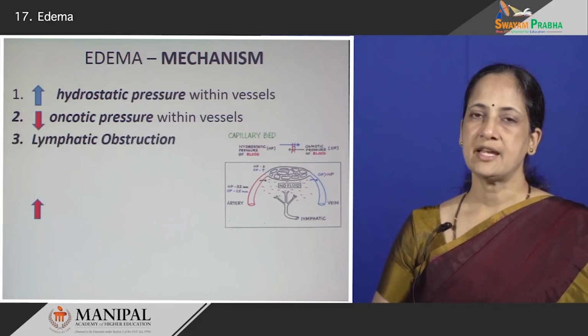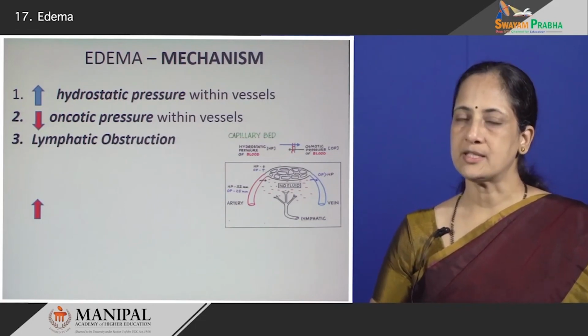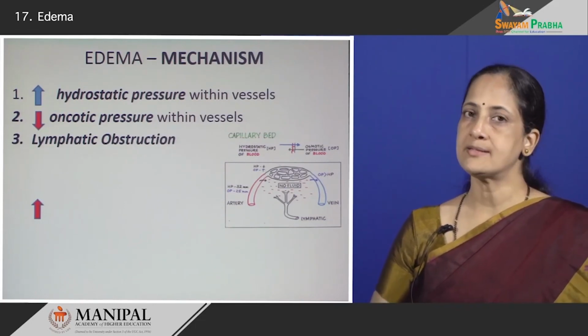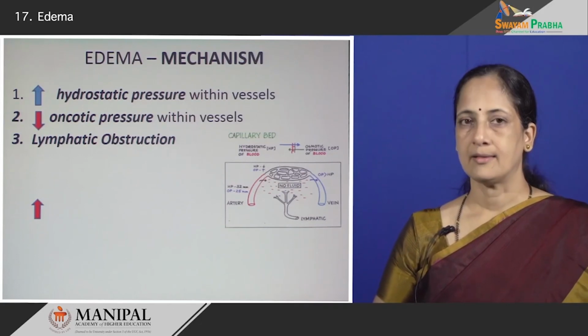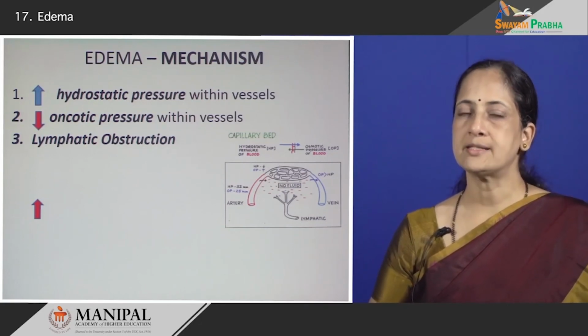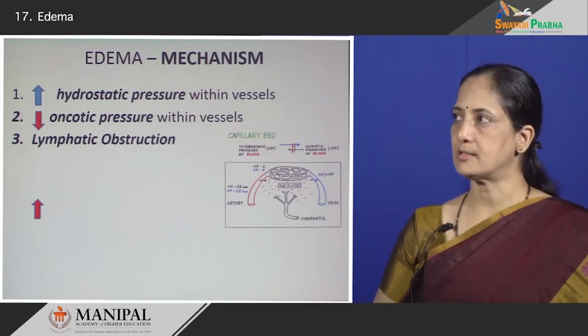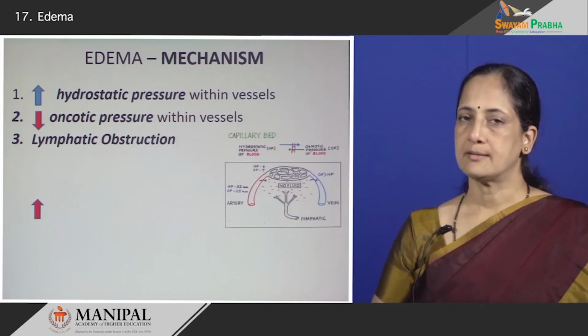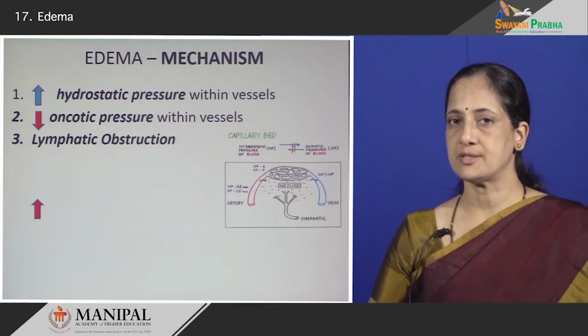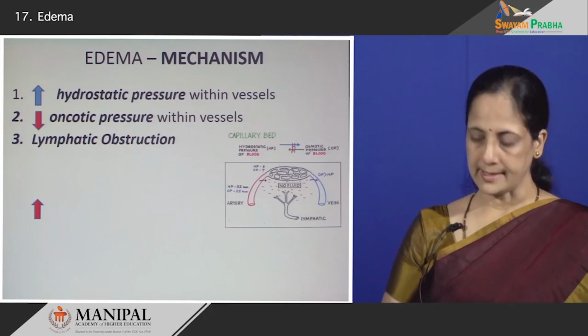The third is if that 2 ml per minute is not drained off by patent lymphatic channels, then too there will be a net accumulation in the interstitial compartment. Thus, lymphatic obstruction also results in edema.